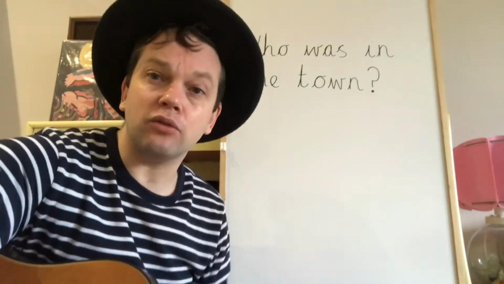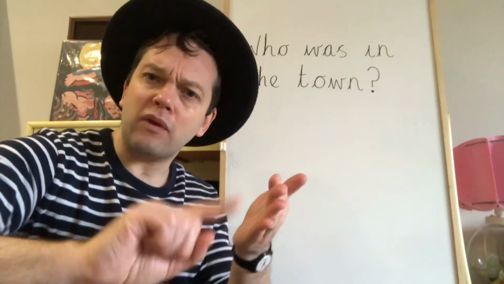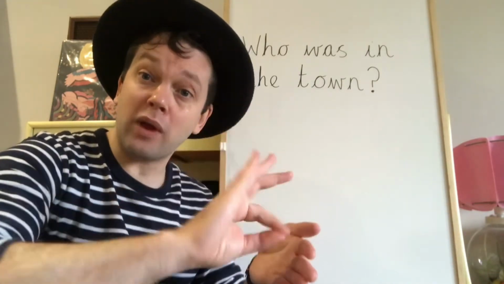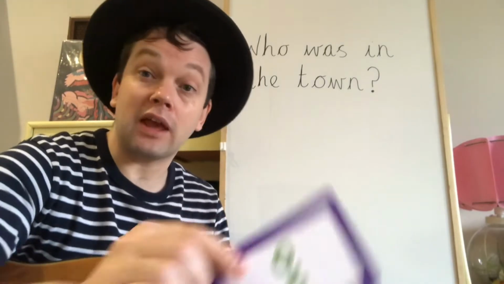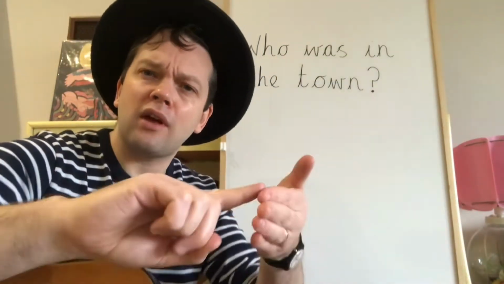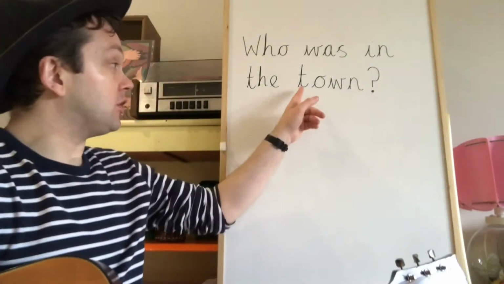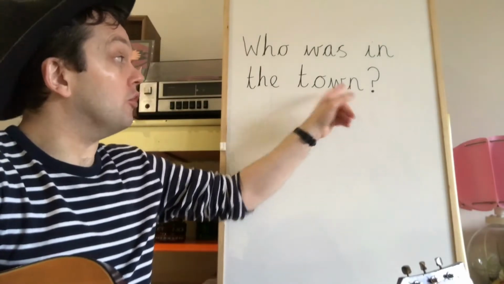The letters O and W make the sound ow, like we've hurt our finger with a needle or something. Ow, when you might be sewing. Let's say that together. The letters O and W make the sound ow. Now it's your turn. The letters O and W make the sound ow, like in t-ow-n.